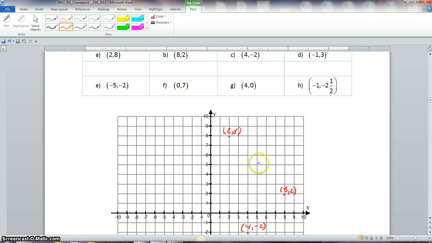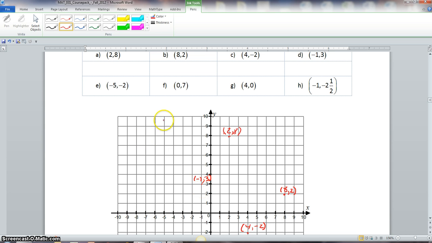We have -1, 3. So again, we go back to the origin. Now, because x is negative, that means we go to the left. So we go to the left 1, which is -3. Which is -1. And then we look at our y value. Our y value is positive 3. So from this -1, we go up 3. We add 1, 2, 3. And we plot our point. And this will give us -1, 3.